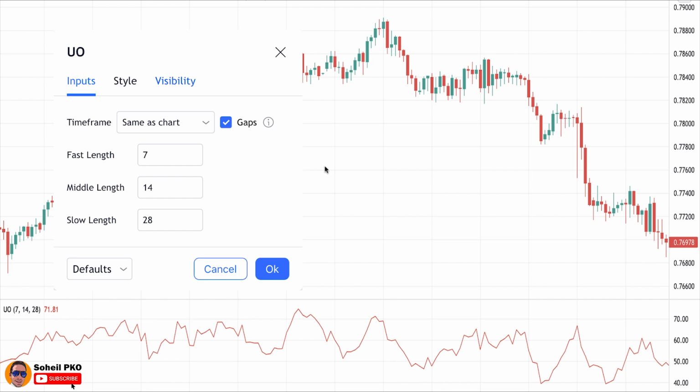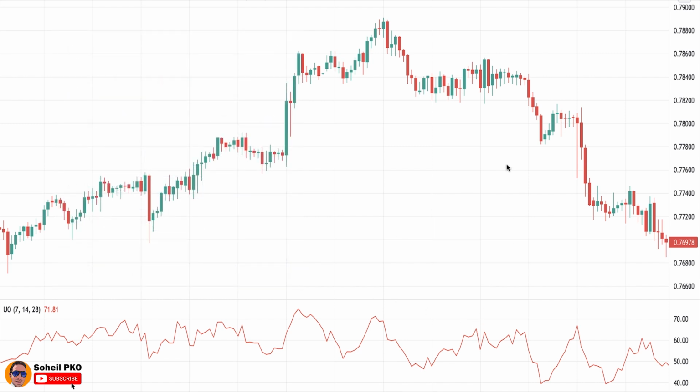For example, for low volatility assets like some stocks, with the default settings, the oscillator may not generate overbought or oversold readings, so you need to increase the sensitivity with shorter time period. And for volatile markets like crypto, you may need to decrease the sensitivity with higher time period to reduce the number of signals. And please pay attention that you should never take your trading decisions only based on this indicator, and you must use it in conjunction with other tools and concepts of technical analysis.